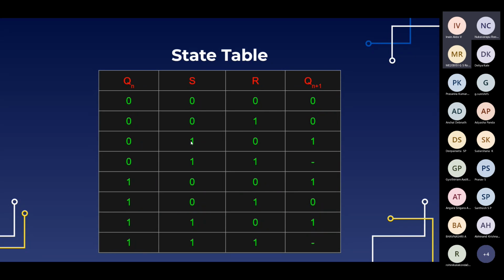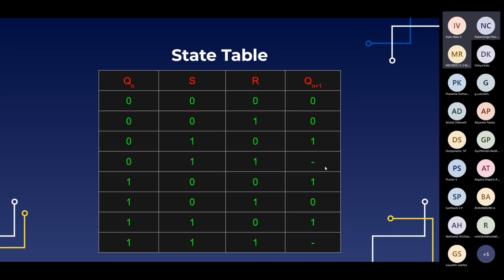In the set case where S is 1 and R is 0, the value will be 1 irrespective of the value of Qn. It will be 1 in both cases. Similar goes for the reset case, 0, 1. The value will be 0 irrespective of the value of Qn. In one case Qn is 0 and in the other Qn is 1, but it doesn't matter. Whenever we apply 0 and 1 for S and R, it will immediately become 0. And S1 and R1 is an invalid case, so we are not using it.